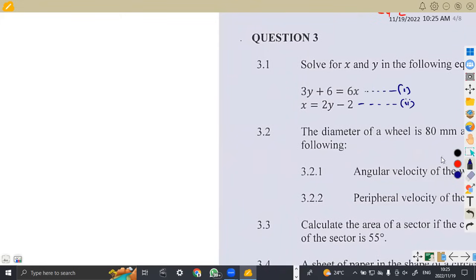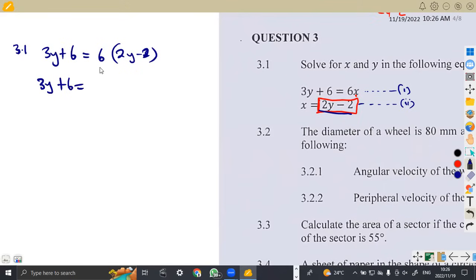So already x is the subject. As we can see, x is equal to 2y minus 2. So you can substitute it into the first equation. Okay, so that was our 3.1. So 3y plus 6 is equal to 6 times x, which is 2y minus 2, that's 2y minus 2 in a bracket. So you have to put in a bracket so that 6 can multiply everything. So 3y plus 6 is equal to 6 times 2y, that's 12y. 6 times minus 2, that's minus 12.